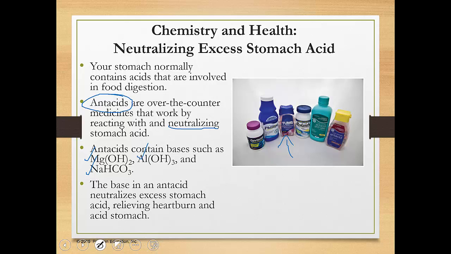Or you may also see calcium-containing compounds. And those are popular as well because carbonates react with acid, and they form carbon dioxide gas and water. So that can also help to neutralize acid, but you end up with a lot of carbon dioxide and you end up belching a lot. So that's where that's coming from. Interesting little sidebar there that they had.